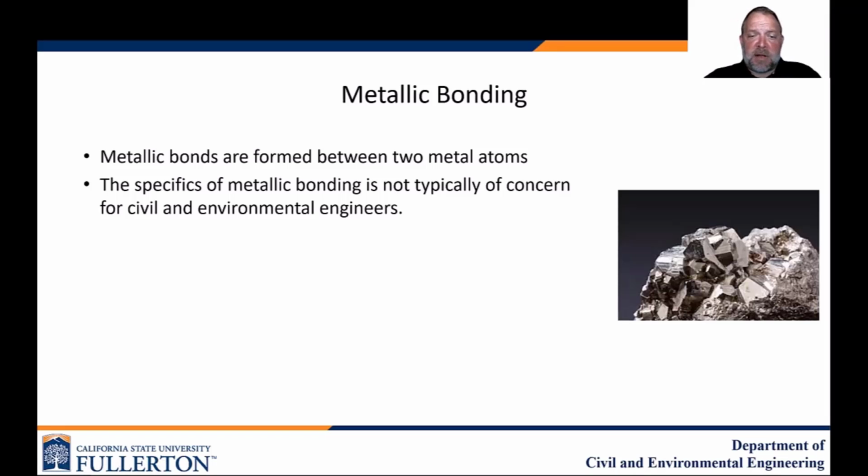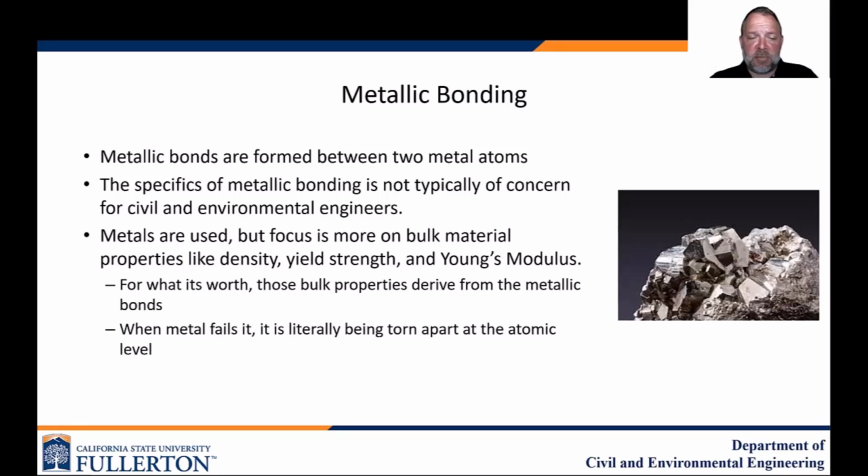So as I said before, metallic bonds are formed between two metal atoms. The specifics are actually not really of concern for civil and environmental engineers. We don't really care how the metallic bonds are being formed. What we do care about is the bulk material properties. We want to know how dense it is, how strong it is, how stiff it is. So Young's modulus is a stiffness. For what it's worth, those come from metallic bonds.